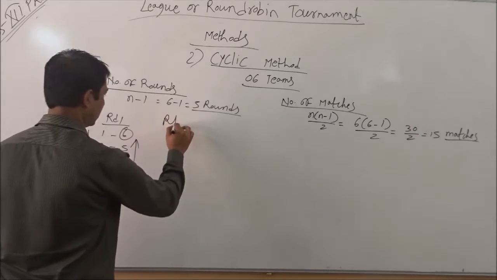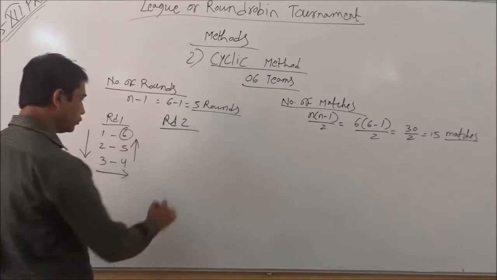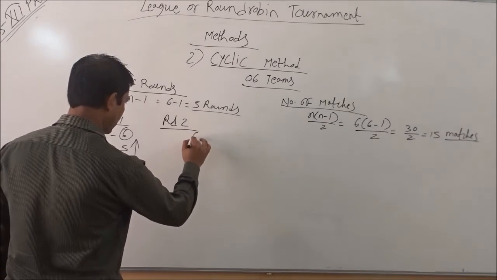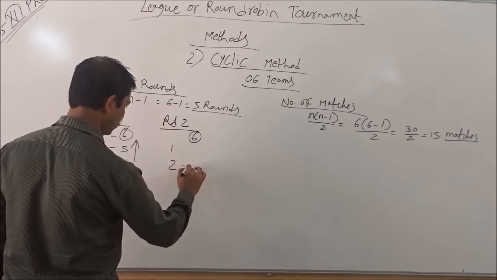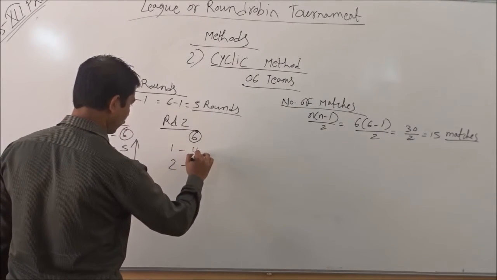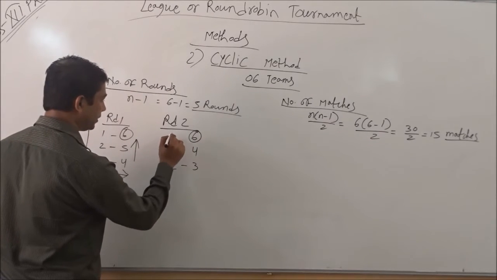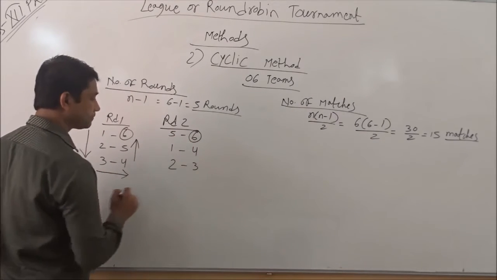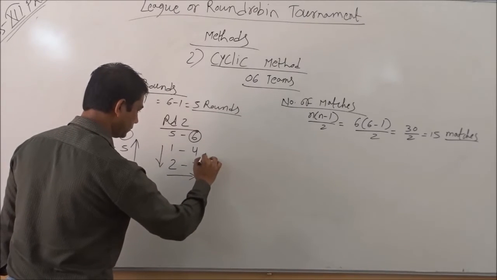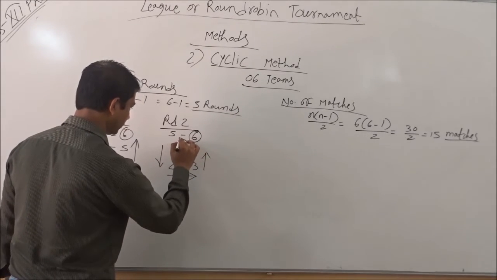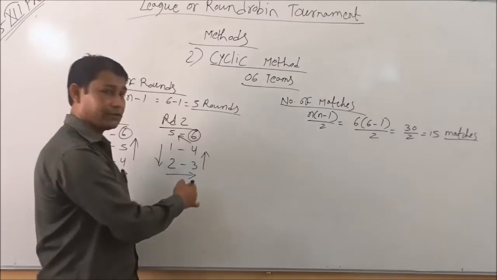Moving forward, round 2. One will be coming one step down. 6 I have kept fixed. 1, 2, 3, 4. 6 is fixed on its place. So 5 will be moving here. This is the process. Yes, students. So let us continue.